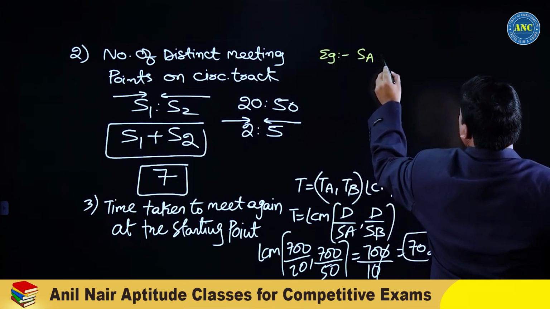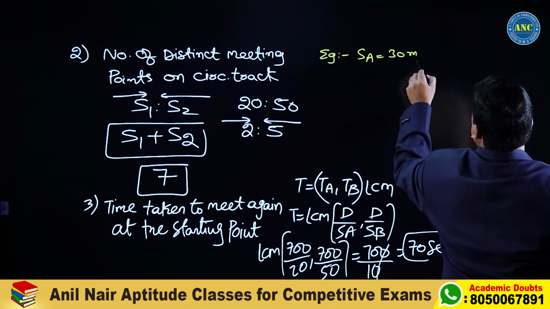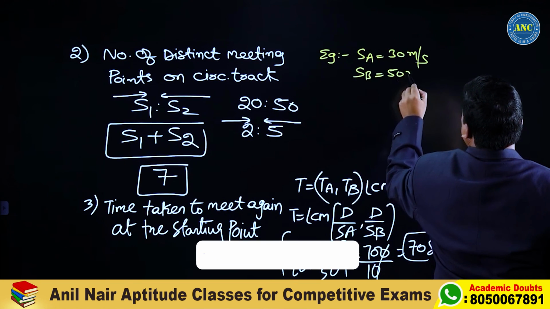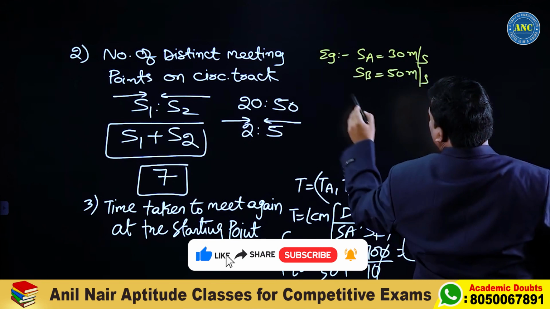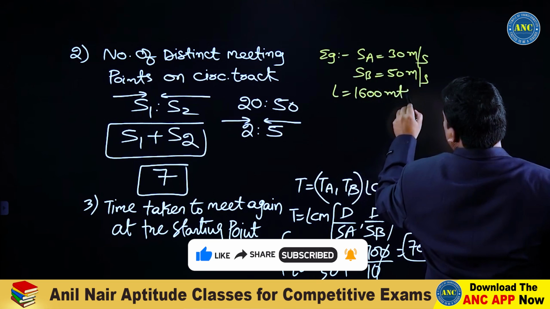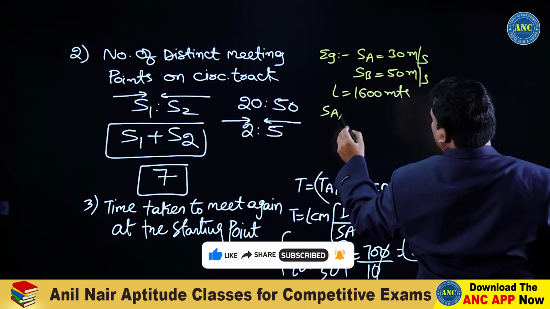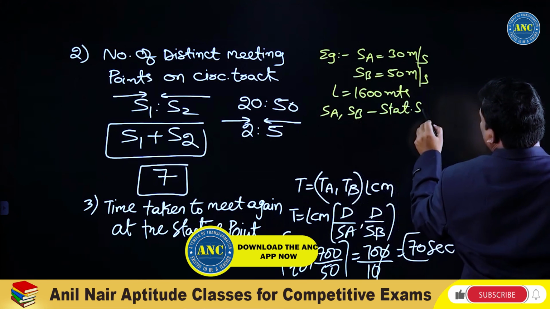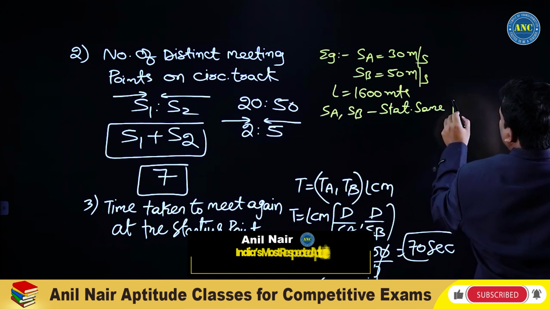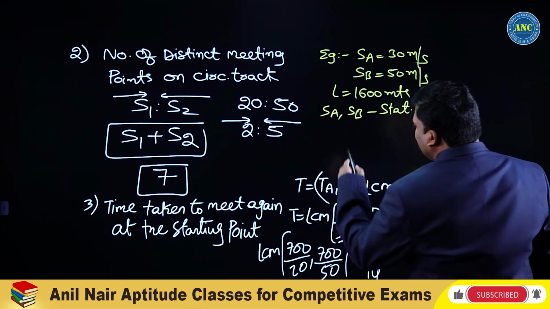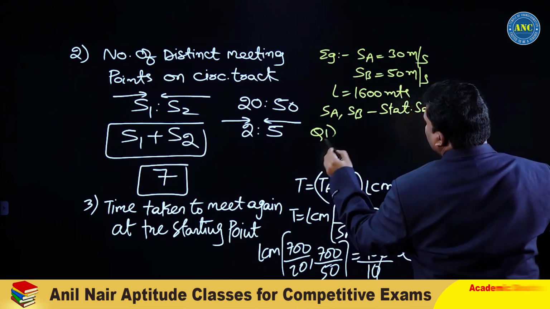SA is 30 meters per second. SB is 50 meters per second. Length of the track is 1600 meters. SA and SB both started at the same time. If they both started at the same time, question 1, how much will it be?